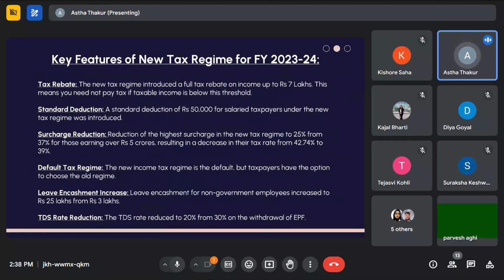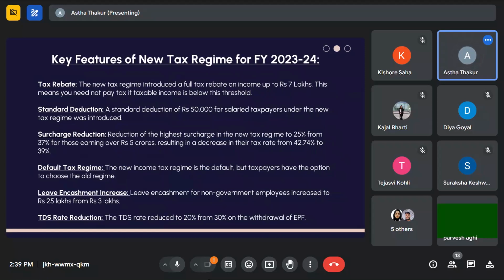The surcharge reduction means the higher surcharge in the new tax regime is reduced to 25% from 37% for those earning over 5 crores, resulting in a decrease in their tax rate from 42.7% to 39%. Default tax regime: the new income tax regime is the default, but taxpayers have the option to choose the old regime. Leave encashment for non-government employees is increased from 25 lakhs to 3 lakhs. Now talking about the TDS rate reduction, the TDS rate is reduced from 30% to 20% on the withdrawal of EPF.